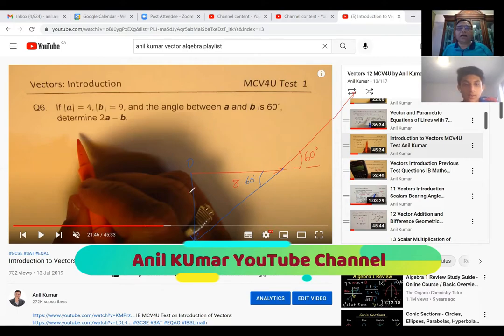Perfect? And you can use the cosine law. We know this is 8 and this is 9, and the angle in between is 60. You can use the cosine law to find the length of the final resultant vector. So we can't use the Pythagorean theorem here, right? It's not a right triangle. It's not 90 degrees. Right. Okay, now let's move on to the next question.